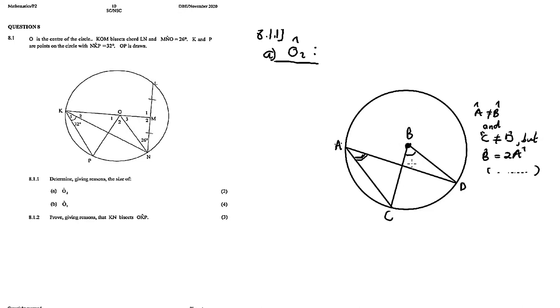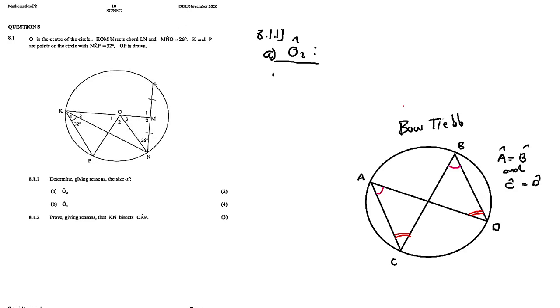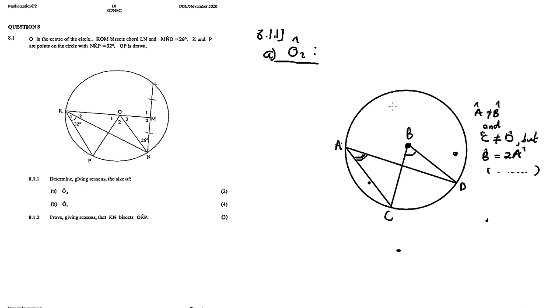Here someone might confuse this with the bow tie. A bow tie in essence is this: it must touch the circumference at 4 points, 1, 2, 3, 4, in order to qualify as a bow tie. But this one here is not a bow tie. So learn to differentiate between the two. It is angle at center equal to 2 times angle at circumference.